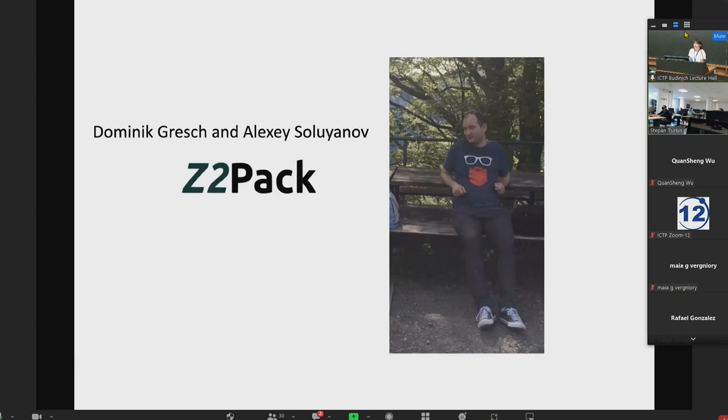And this school is in memorial of our friend Alexei Soluyanov. He was the developer, together with Dominik Gresch, of Z2Pack, when there were almost no codes available to calculate the topological invariants. And even now, it seems easy. You Wannierize, it's more and more easy to Wannierize. We have Wannier Tools. Back then, around 2013 or 2014, there were almost no codes, it was really not evident, and we could not understand topology in the same way as we do now. So this is part of the legacy of Alexei, but it's not all of it.